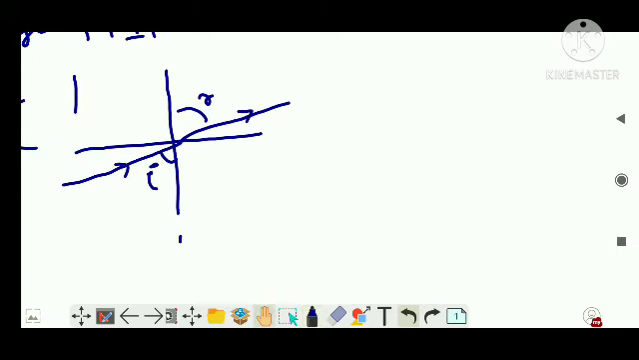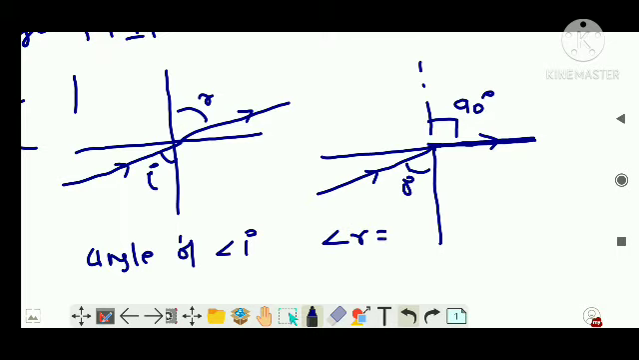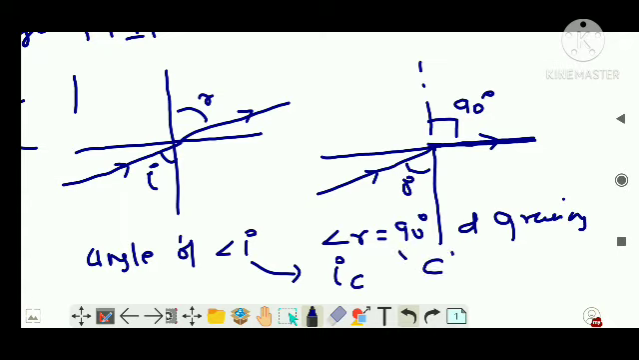Now, again, I increase the angle of incidence in such a way that, this is the angle of incidence. We saw that this is our normal, right? The refracted ray is just grazing through the surface, right? So I can say what is the angle now? Refracted angle is 90 degree, right? So I can say the angle of incidence, that is i, at which the angle of refraction is 90 degree, and it is just grazing the surface. That angle of incidence is known as critical angle ic, or it can be just written as C, right?